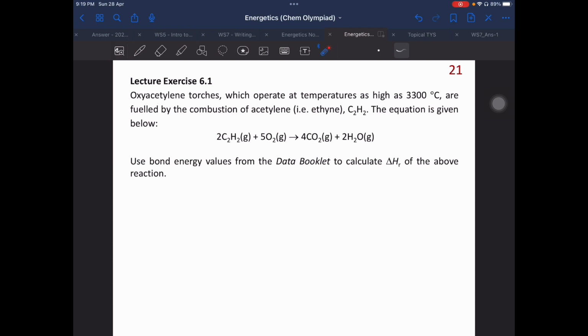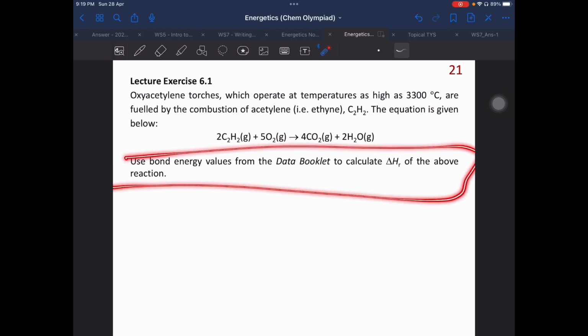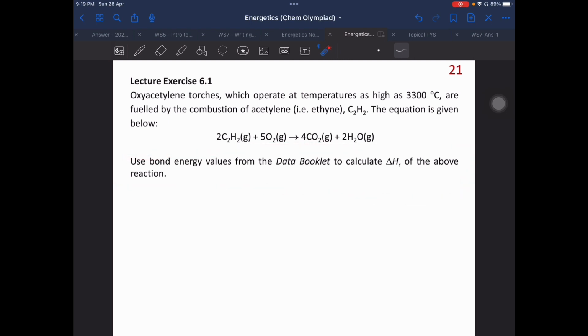So over here, there's this reaction. You have a chemical with the formula of C2H2 reacting with oxygen to form CO2 and H2O. So the question requires you to use the bond energy from the data booklet to calculate the enthalpy change, right? But over here, my focus is not so much about the data booklet. I'm more concerned about whether you understand the method to do so. So how do you go about doing this particular question?